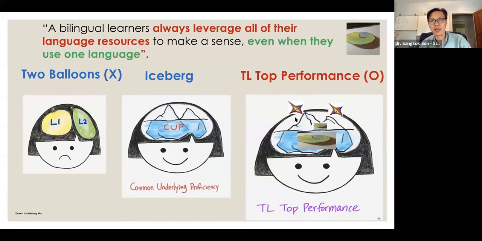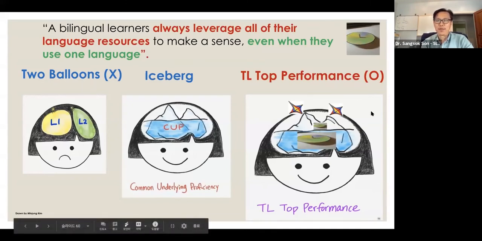Sometimes they use one language, sometimes the other language, and sometimes two languages together above the surface. But whether they speak either one language or the other, this is what Garcia said: bilingual learners always leverage all of their language resources to make sense, even when they use one language at the surface level. Because there is only one place for language in our brain, whether they are monolingual or bilingual. So even if they speak or write in one language, under the surface level all of their language resources are working together, spinning. I think the translanguaging top model is more realistic for our bilingual students.